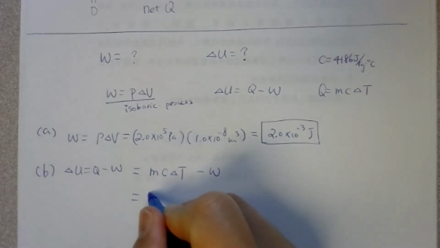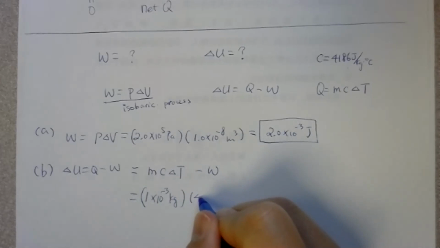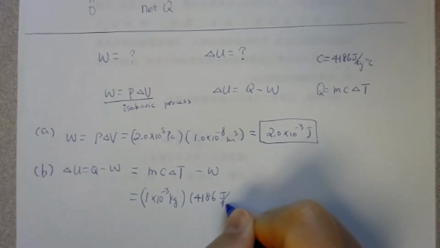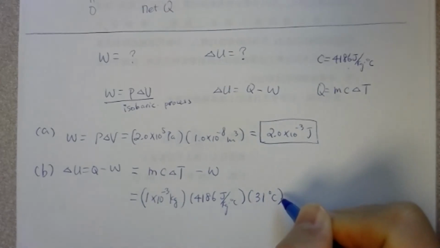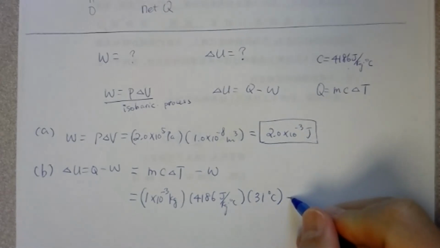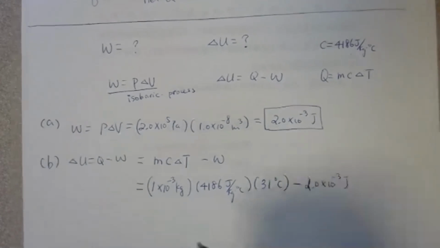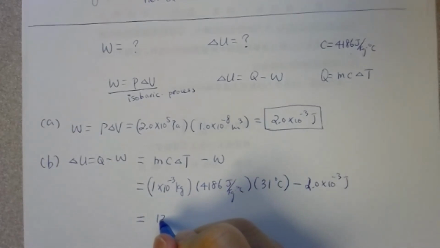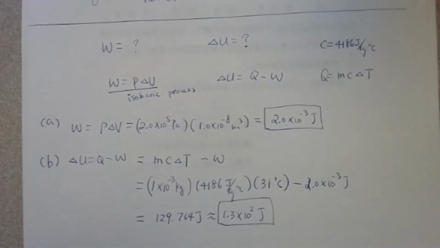So it tells you 1 gram of water, right? So 1 g means 1 times 10 to the minus 3 kg, okay? So pay attention to the units here. Multiply by 4186 joules per kg times degrees Celsius, times delta T being 31 degrees Celsius, minus 2.0 times 10 to the minus 3 joules. Okay. So that will give you roughly 129.764 joules, or if you just keep two sig figs, it's 1.3 times 10 to the 2 joules. Okay, roughly 130 joules.